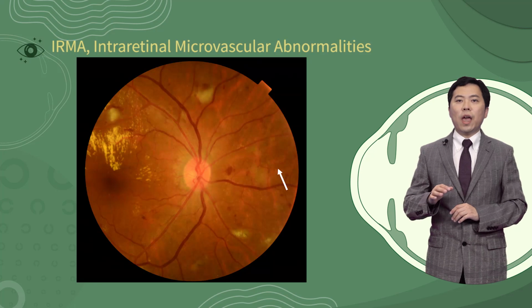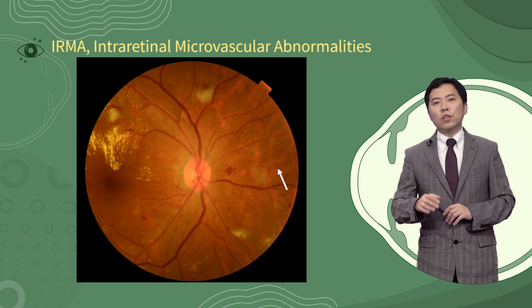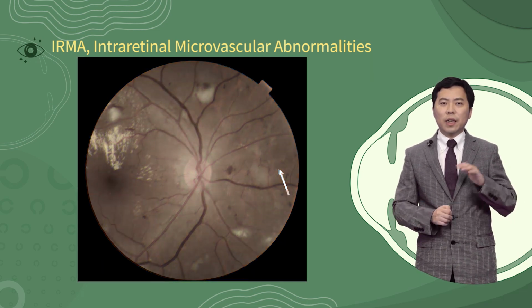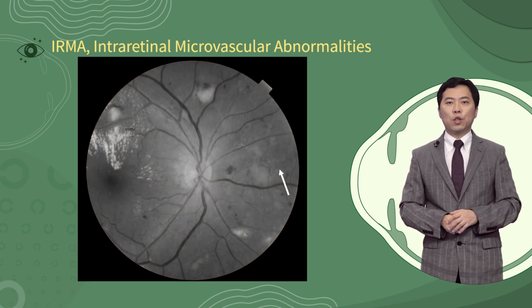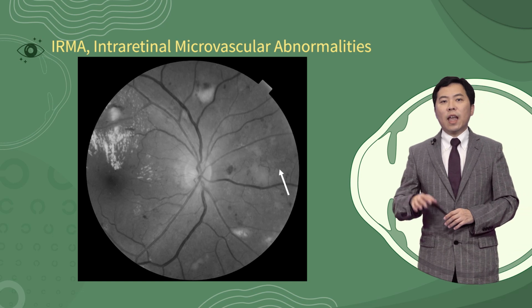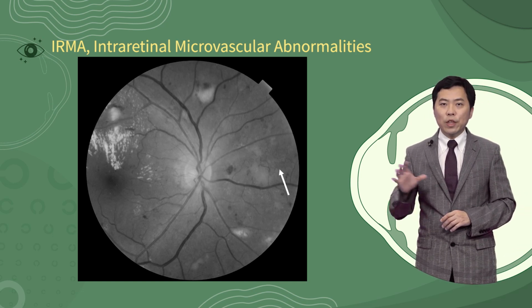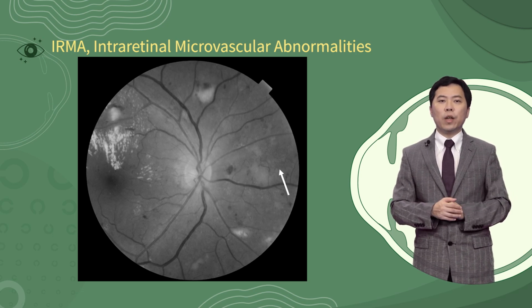In this photo, we have intraretinal microvascular abnormalities, IRMA. IRMA is also very difficult to pick up on a regular fundus photo, but it can be better appreciated on the green channel of the image. These are some shunt vessels and appear as abnormal branching or dilation of existing blood vessels within the retina.